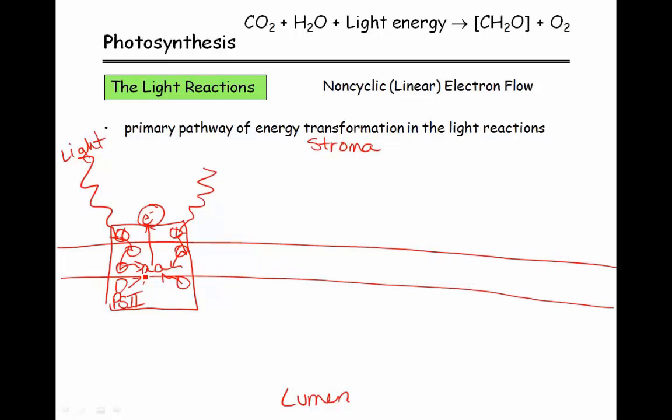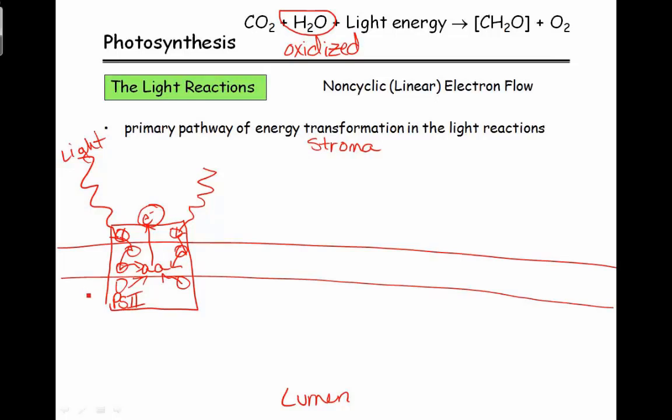This is where the water is going to come into play. If we look at our overall equation, keep in mind that we've got the water here, and we said that the water is going to get oxidized. So the water is going to lose electrons in this process. The reason the water is losing the electrons or getting oxidized is because it will be used to replace these electrons that keep leaving the chlorophyll A pair.